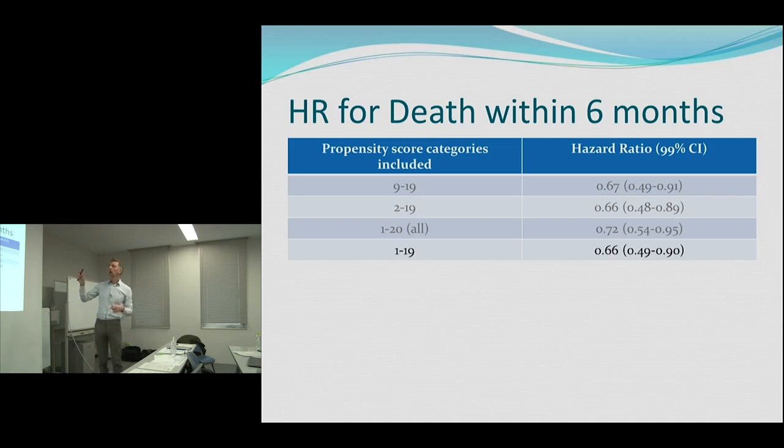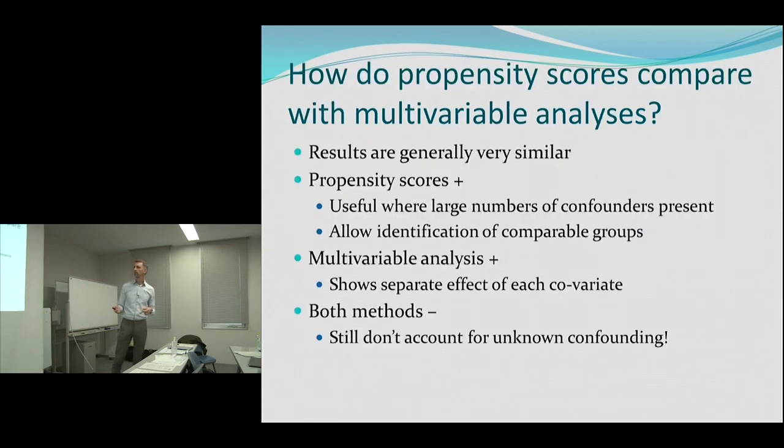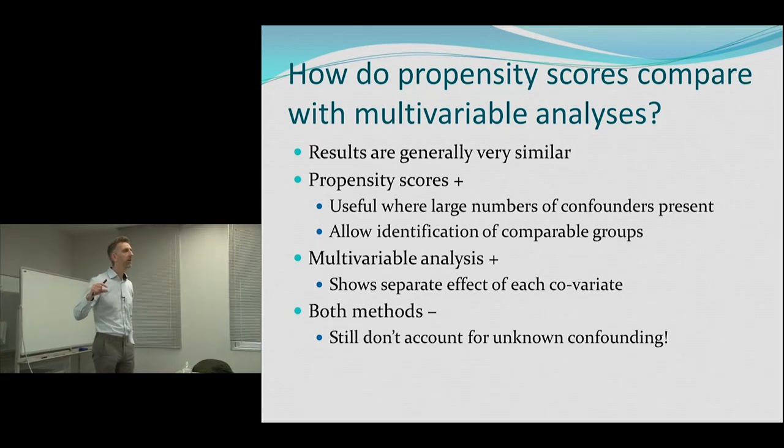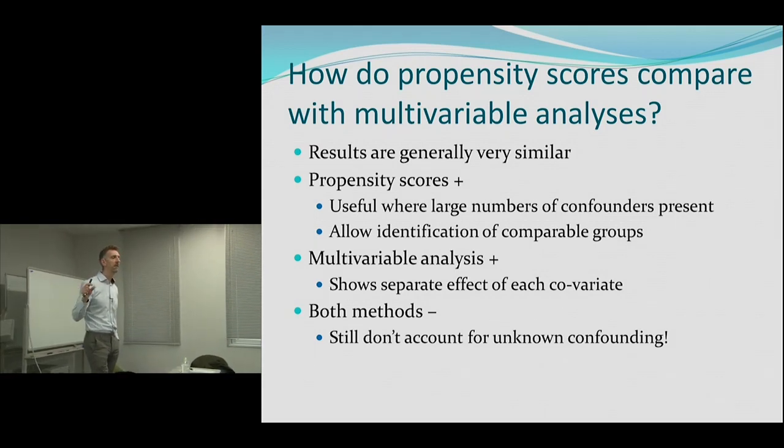Okay, so that's it. We were going to talk about how they compare. I've covered some of this. Mostly the results of a multivariable and a propensity score analysis would be very similar. It'd be very unusual for them to give you very different answers.